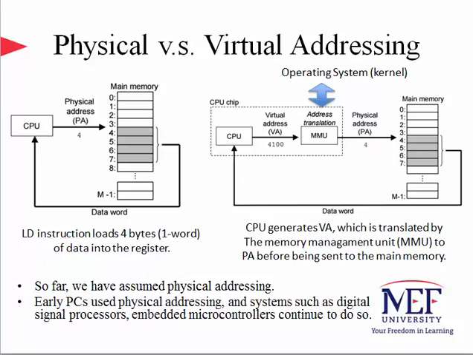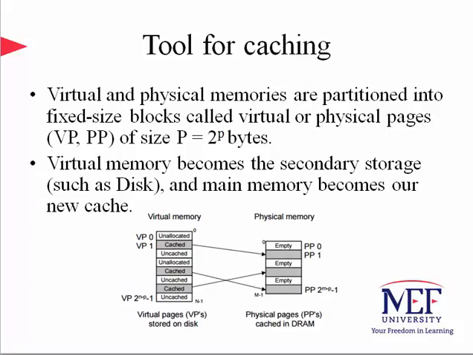In the virtual addressing case, the CPU generates the virtual address first, and then this gets translated by the so-called Memory Management Unit, or MMU, to a physical address before being sent to the main memory. The address translation is handled by both the CPU chip and the operating system kernel. Virtual and physical memories are partitioned into fixed-size blocks called virtual and physical pages. We abbreviate them as VP and PP in this slide, and they are of size 2 to the p bytes.